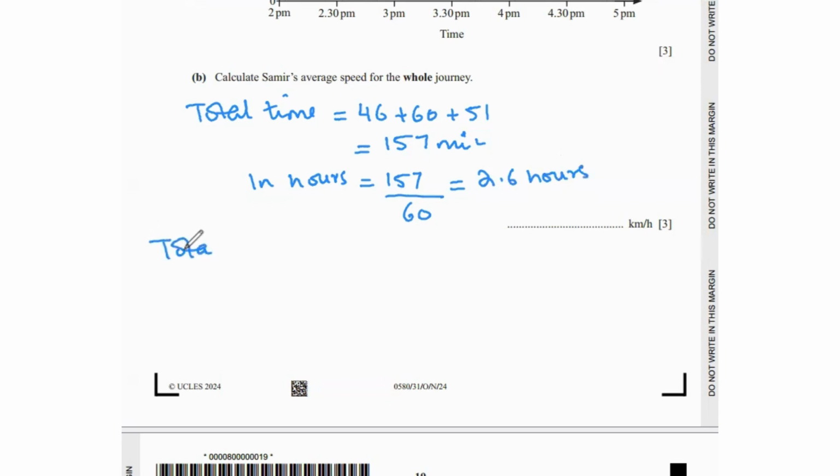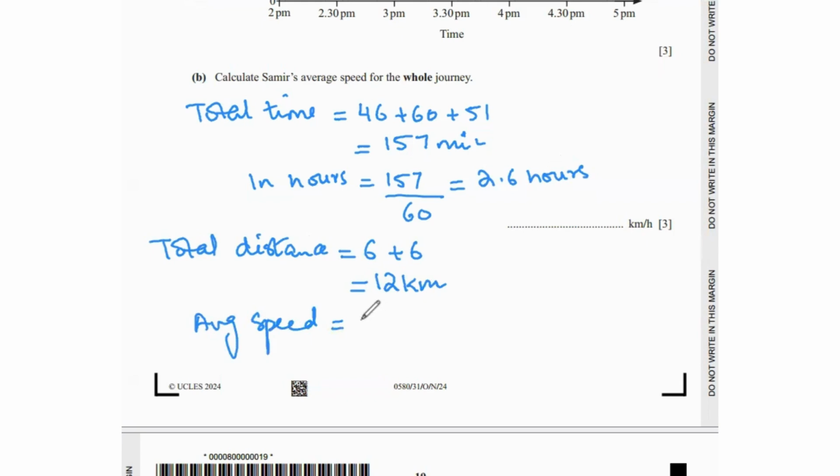Total distance is going to be 6 kilometers plus 6 kilometers, that's 12 kilometers. So average speed is going to be total distance 12 divided by total time 2.6, and that's 4.62 kilometers per hour. So that's your answer.